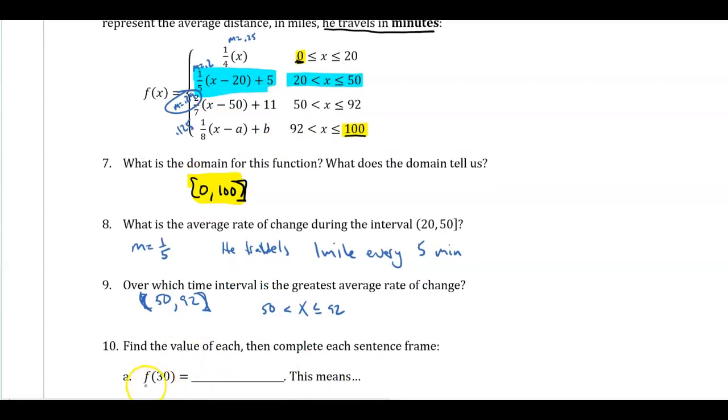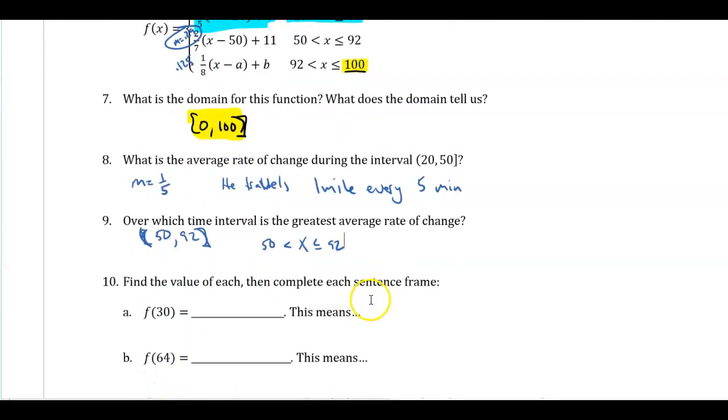So f of 30 is, we're going to go 1/5 times 30 minus 20 plus 5, which is going to give me 1/5 times 10 plus 5. 1/5 of 10 is 2 plus 5 will give me 7. And it means after 30 minutes, he traveled 7 miles.